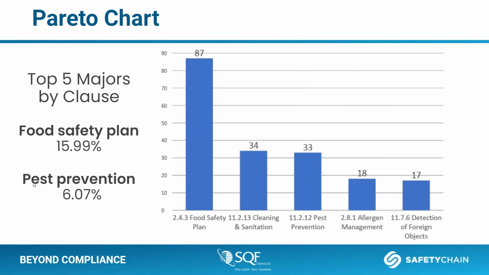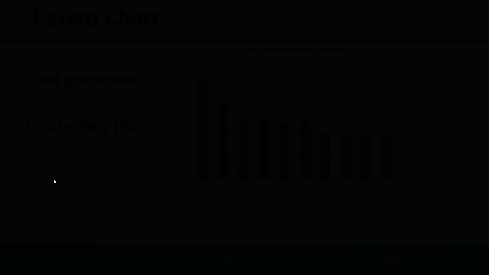Now look what jumps up there. Food safety plan is suddenly 2.5 times any other clause, and pest prevention actually fell to #3. So was I perhaps too close to my data? I had gotten too granular with my data, looking at it by element. Would I be better served by looking at it by clause? So making sure we have that right perspective, that's so crucial when we're looking at our data.